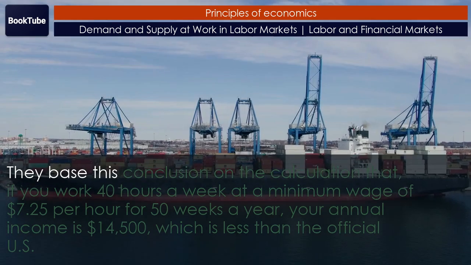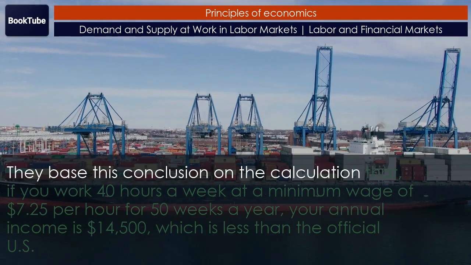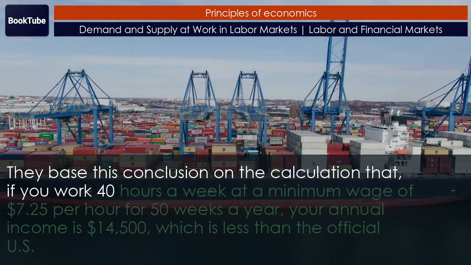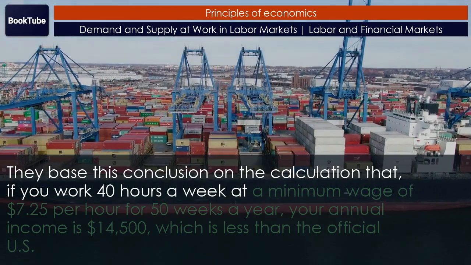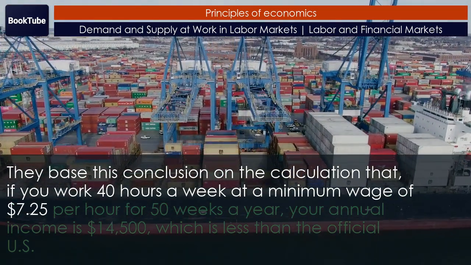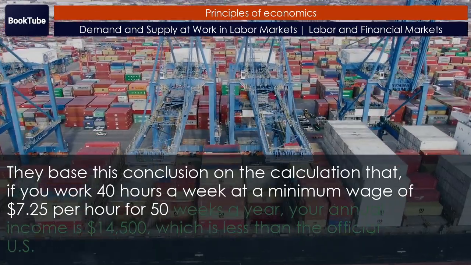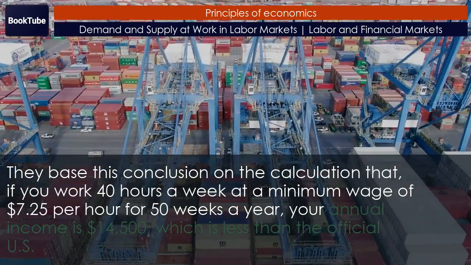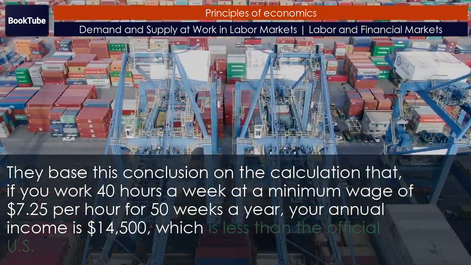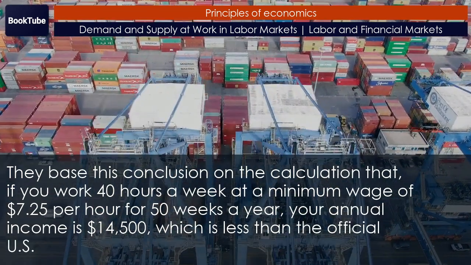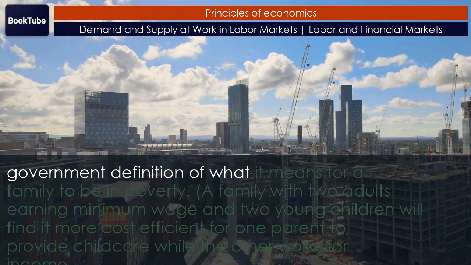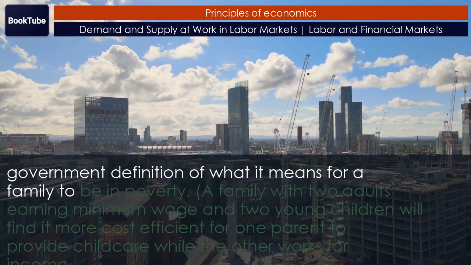They base this conclusion on the calculation that if you work 40 hours a week at a minimum wage of $7.25 per hour for 50 weeks a year, your annual income is $14,500, which is less than the official U.S. government definition of what it means for a family to be in poverty.